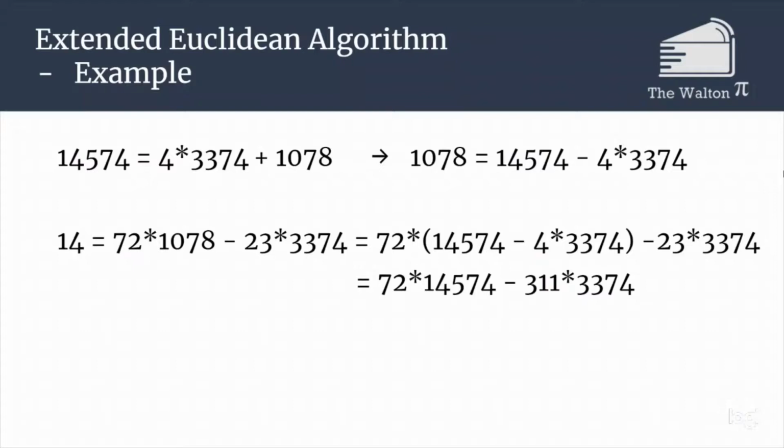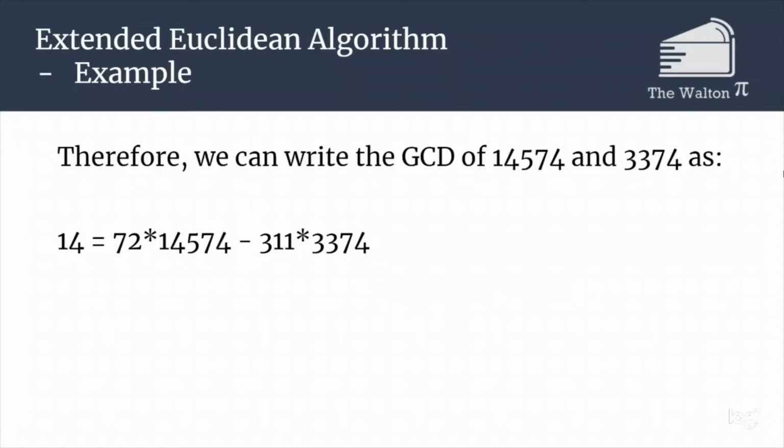So we are able to find that 14 is equal to 72 times 14,574 minus 311 times 3,374.